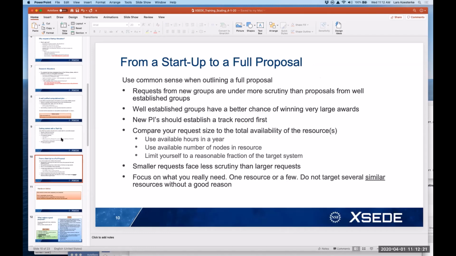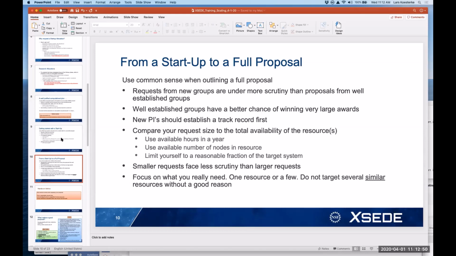If a request comes in from a new group, you are under more scrutiny than if it is a proposal from a well-established group. Well-established groups have a better chance of winning very large awards, of course. If you're a new PI, you have to establish some kind of track record first. And then, most importantly, you have to get some grip on how much time you're actually asking for.